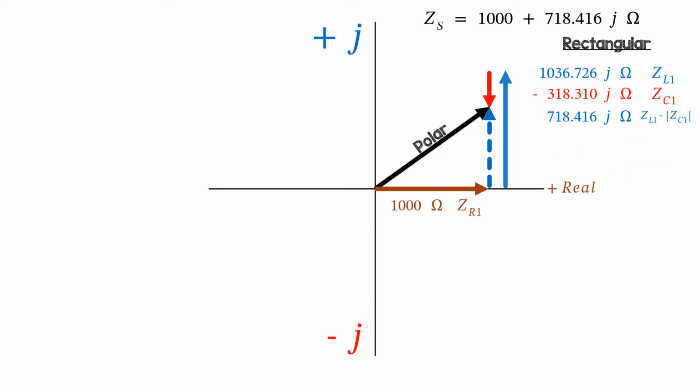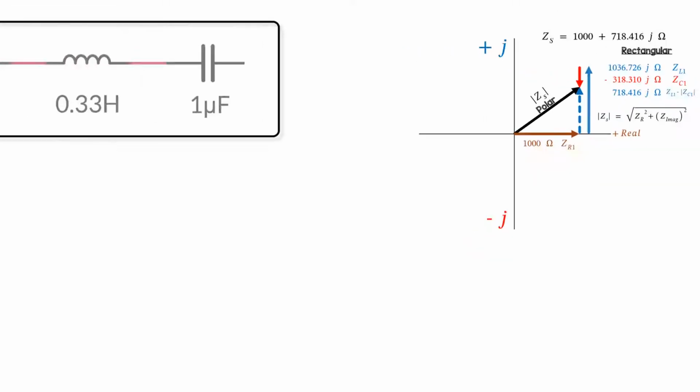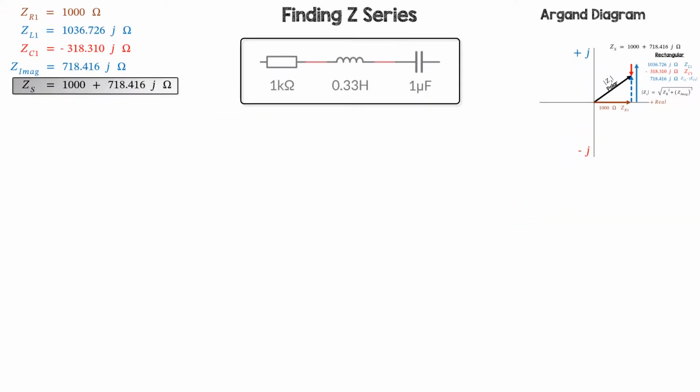The polar hypotenuse length, or modulus, is found with basic Pythagoras, the square root of adjacent squared plus opposite squared, where the adjacent is the real part and the opposite is the two imaginary parts added together to find that dotted line. So, rectangular to polar conversion.